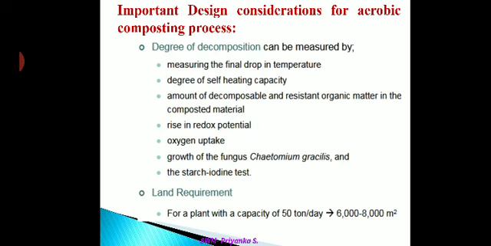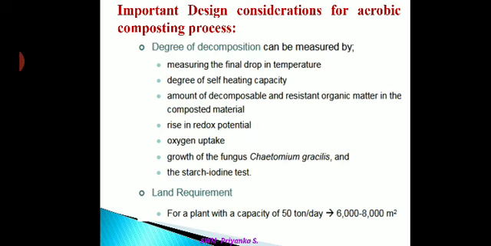Then one more parameter is land requirement. If you want to put up a plant for composting with a capacity of 50 tons per day, then an area of 6,000 to 8,000 square meters is required. So this is the land requirement for a plant with a capacity of 50 tons per day.